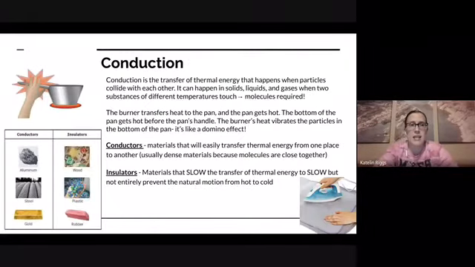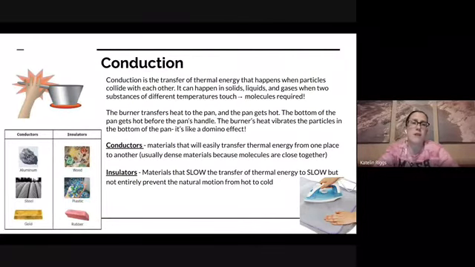The next one is conduction. This is probably the easiest one because it's always just direct contact of molecules. One thing I will point out now is that the last one is obviously the movement of molecules: lower density rises and greater density sinks. But that requires molecules. So does conduction. Conduction is a transfer of thermal energy that happens when particles collide with each other. It can happen in solids, liquids, and gases. When two substances of different temperatures touch, molecules are required.